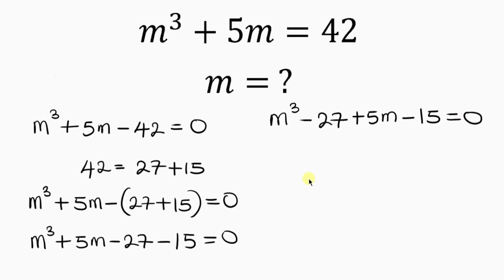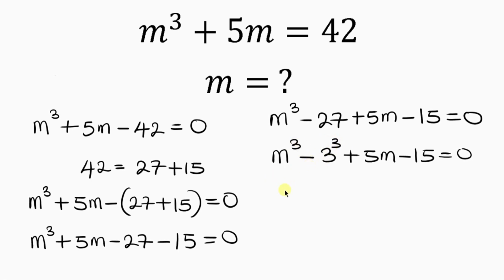Very good. So this simplifies into m cubed minus 27, a perfect cube, which can be written as 3 cubed. Very good. Plus 5m minus 15 equal to 0. Very good. Now, our next step will be for us to bring out a property of difference of two cubes, since we have difference of two cubes here.